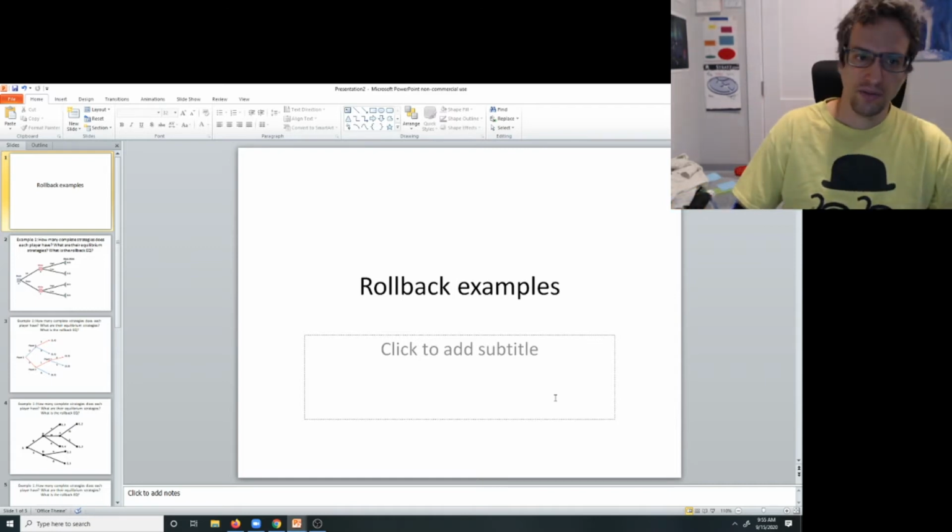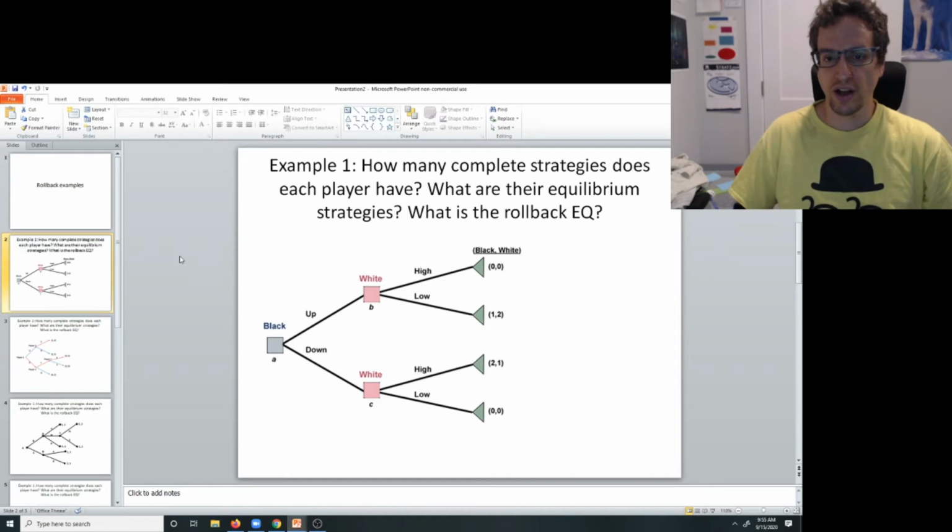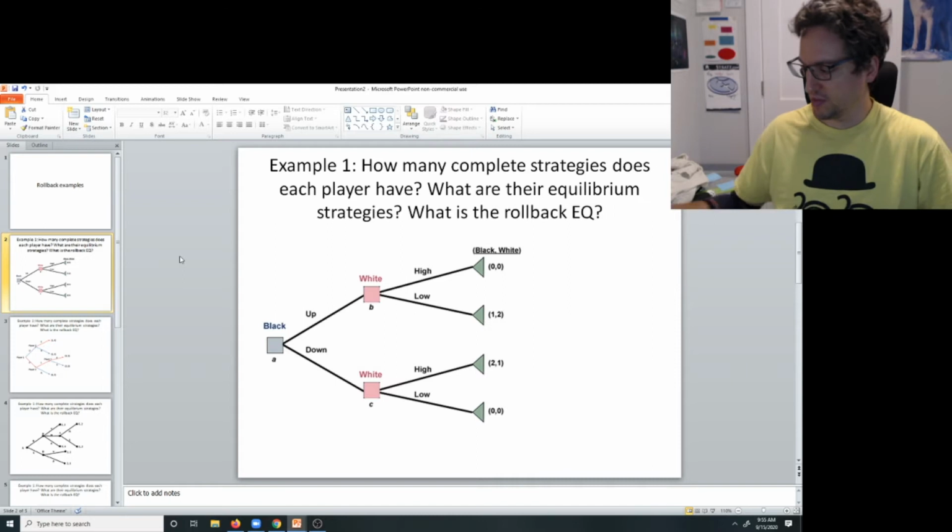So, starting out, we've got a very simple one. 2 players, black and white. Black moves first, then white. I will have 3 questions. How many complete strategies does each player have? What are their equilibrium strategies? And what is the rollback equilibrium? And we'll talk about exactly what each of those questions means.